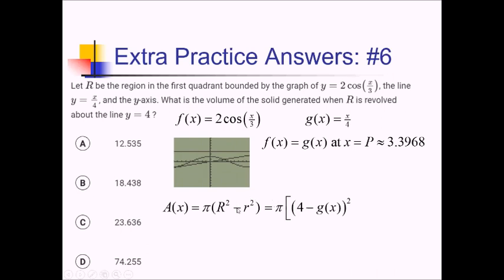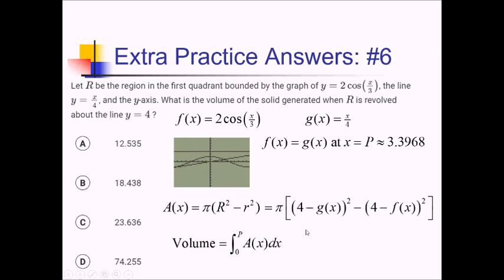And now I'm going to be subtracting little r squared. That's going to be 4 minus this closer curve, which we said was f of x. So 4 minus f of x squared, and that's being subtracted. So my integral then for my volume, I'm going to be doing 0 to P here of this A of x function I just came up with. And I'll put a dx in there just to make it official.